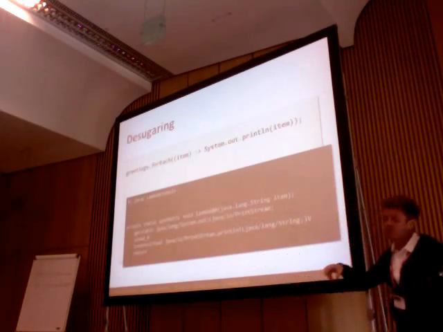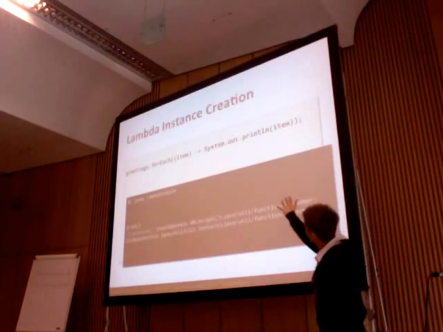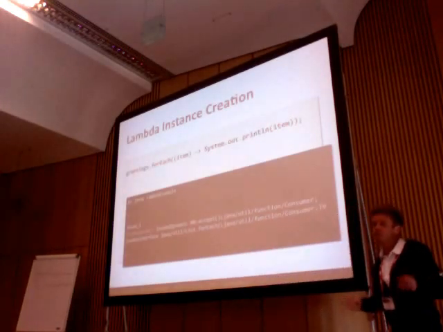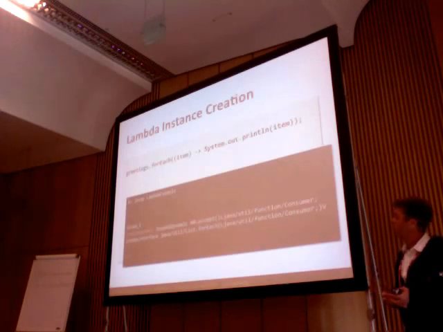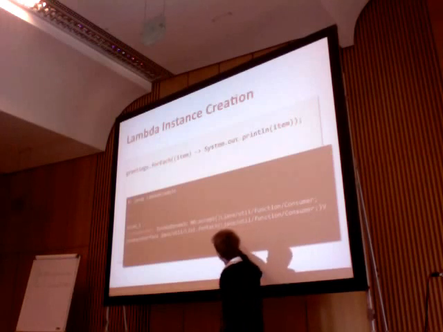The next question is, how do we actually get some instance of the Lambda? We somehow need the consumer. And if you look at the bytecode at this point, where the Lambda instance actually should be created, we find something interesting. So this is where it is called. This is our forEach invocation.